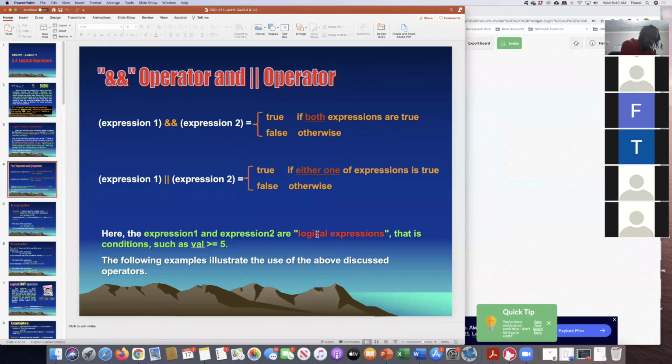So the logical expressions are something like val greater than 5, greater than or equal to 5, or even a logical variable can go there. Suppose that you have a bool type variable holding true or false as a value, you can put that variable there. Okay, so you're going to see some examples next.